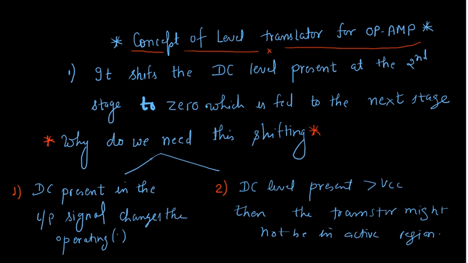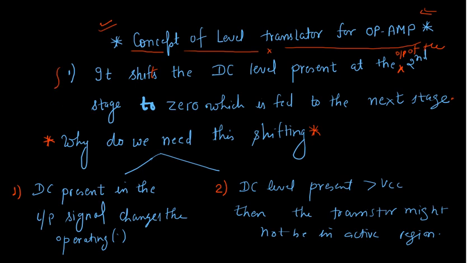Let's understand the concept of level translator for op-amp. Level translator is the third stage of op-amp. As you know that op-amp is a multi-stage amplifier. The main use of level translator is that it shifts the DC level present at the output of the second stage of this op-amp to 0, and this output is further fed to the next stage.